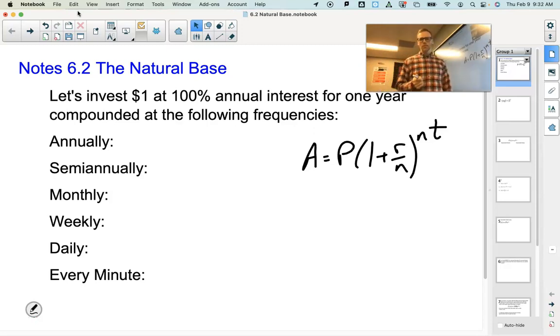Okay. Here's the situation that I want us to consider today. What if we invested $1? We got 100% annual interest for 1 year, compounded at the following frequencies. What if it's compounded just annually, so once a year, semi-annually, monthly, weekly, daily, even down to every minute? So let's work through this.